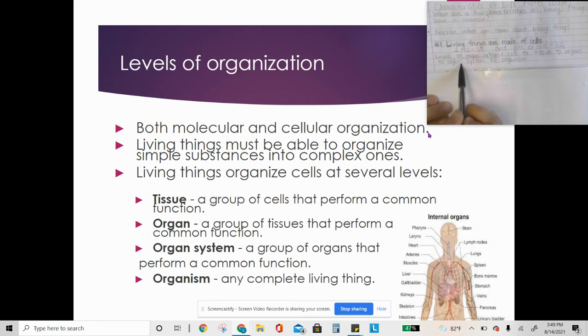And you have to have many organ systems, your cardiovascular system, your skin system, all of those systems together would make your organism, which is you.